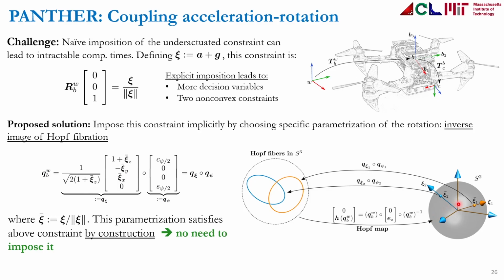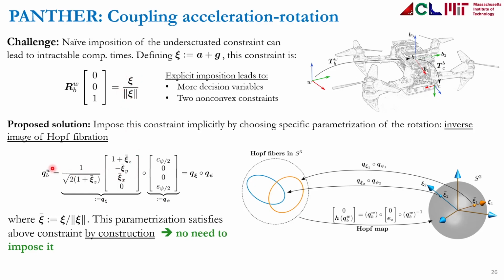So what we do is we use the inverse image of this map to be able to define the rotation of the body frame as a composition of these two quaternions. The first quaternion will align this B3 vector with the normalized relative acceleration, and the second quaternion will perform a rotation around this normalized relative acceleration with an angle psi.